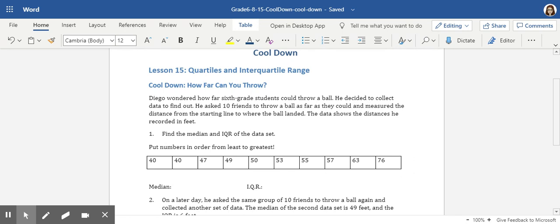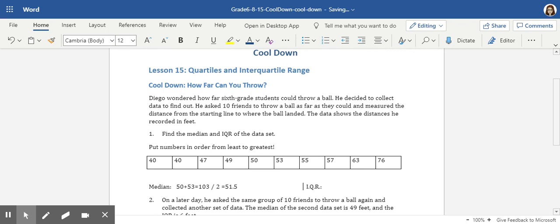And when I looked for the median, that would have been the middle point. So 1, 2, 3, 4, 5, so in between 50 and 53. So here's how we're going to do this. 50 plus 53 equals 103. And then we divide that by 2, and that's going to be equal to 51 and a half. 51.5 is the median.